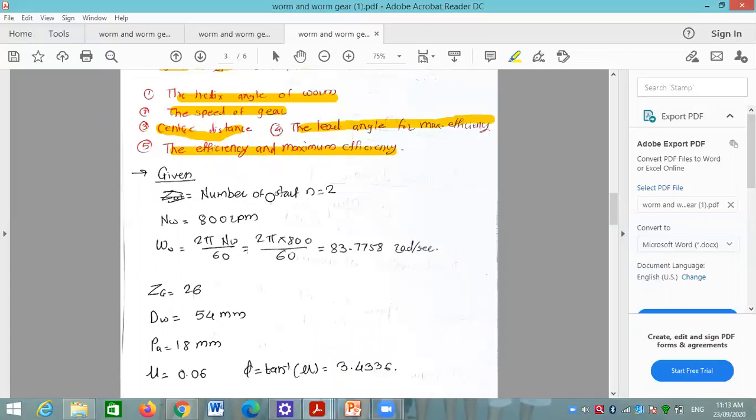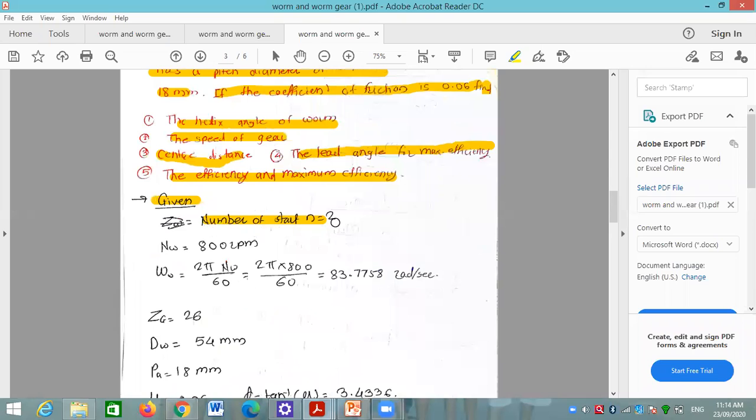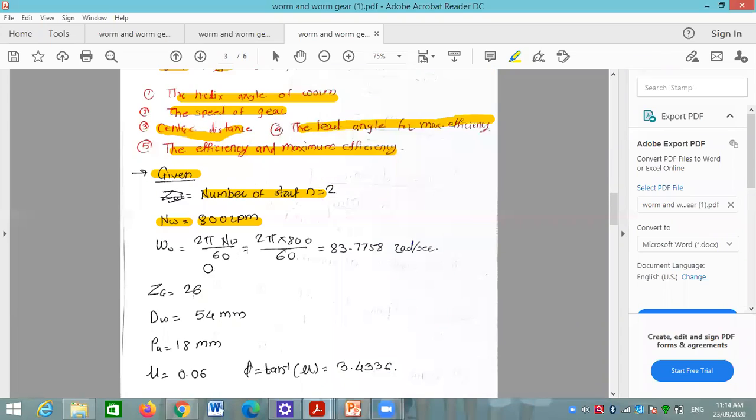So we will solve the numerical. The first step is what is given. We have given that the number of starts is equal to 2. In the numerical it is given that the 2 start worm means number of starts n is equal to 2, rotating at 800 rpm. The speed of the worm is 800 rpm, meaning nw is equal to 800 rpm.